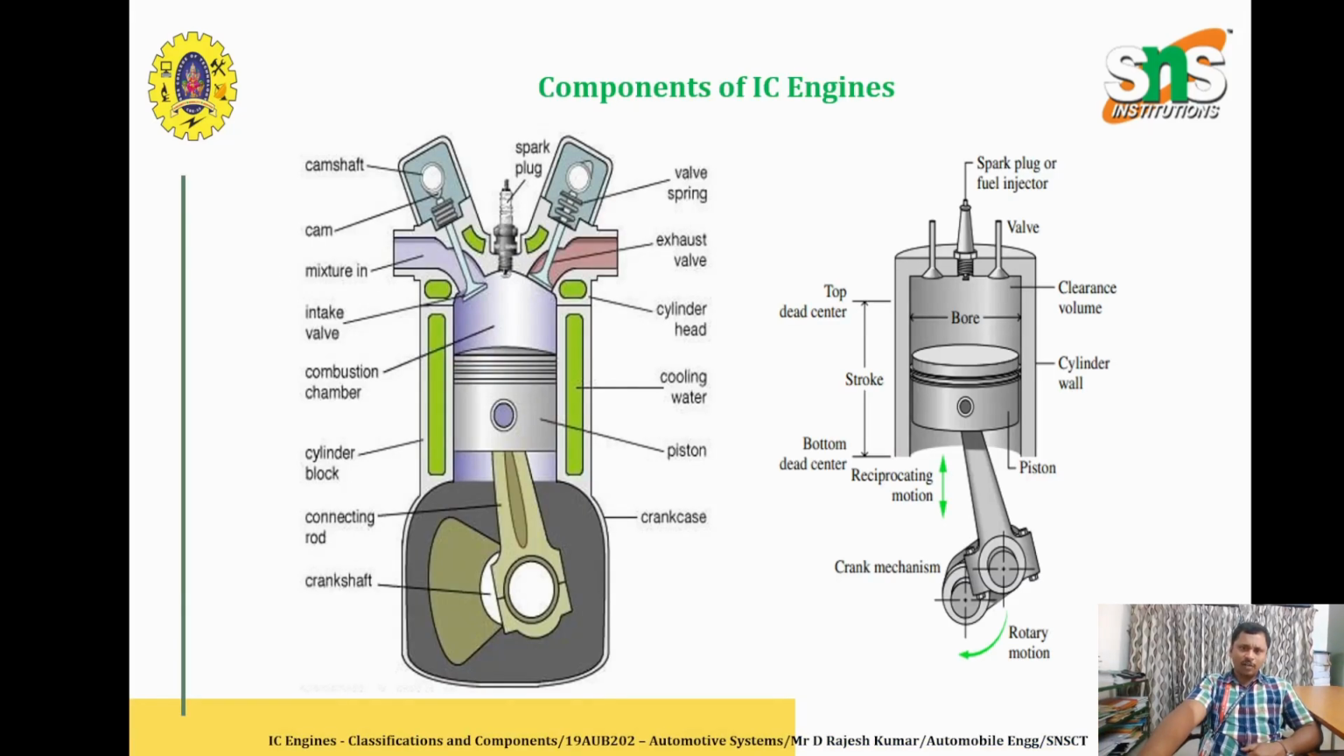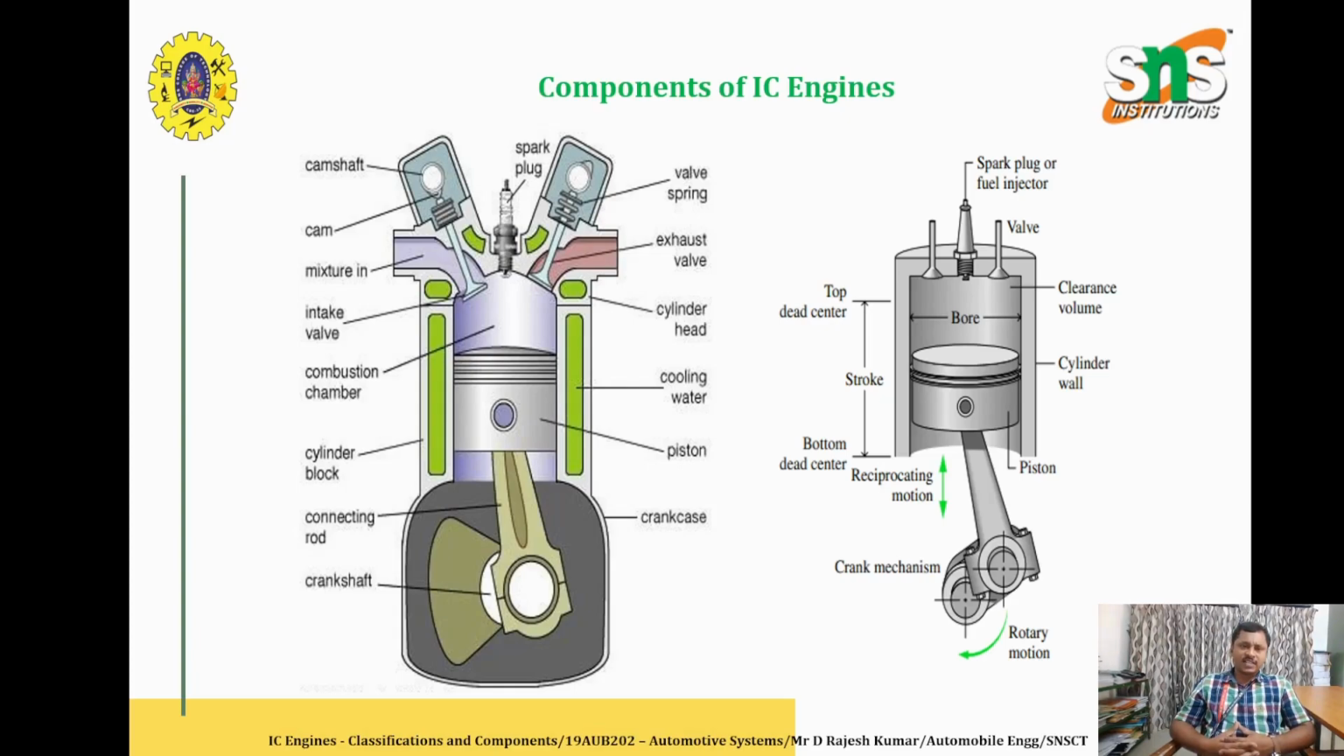So these are the components of the engine. You can see on the left hand side the camshaft. The camshaft is a mechanism which is used to operate the inlet and the outlet passage of the engine. So the inlet passage, the fresh air fuel mixture or the air comes inside only once the valve is opened. So this valve is operated by means of a cam which is located at the top of the engine.